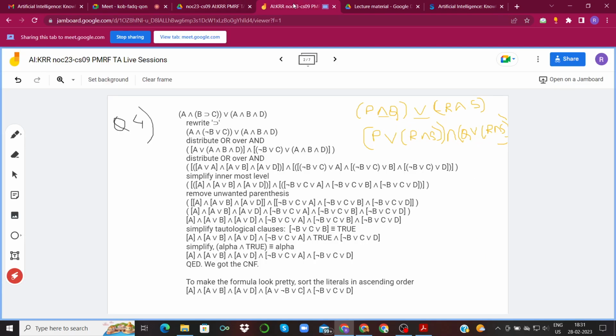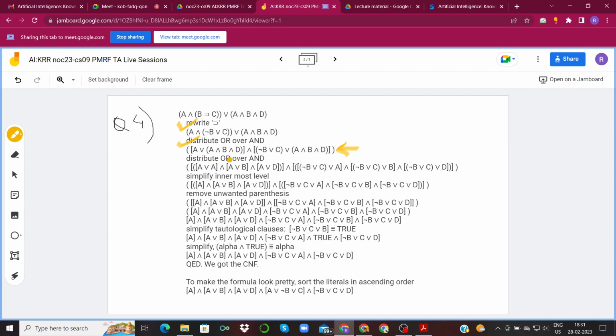Okay, I hope it's clear. Let's move on to the other steps. I'll just remove this. Okay, so let's mark it. We have done this step and we have done this step. Okay, and now our formula is in this particular form.